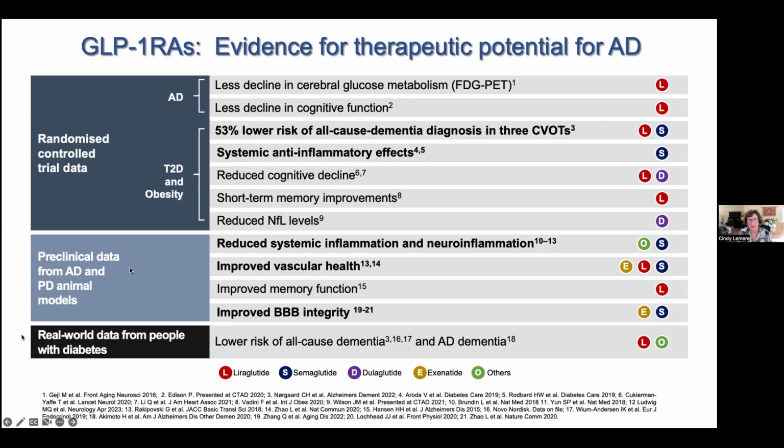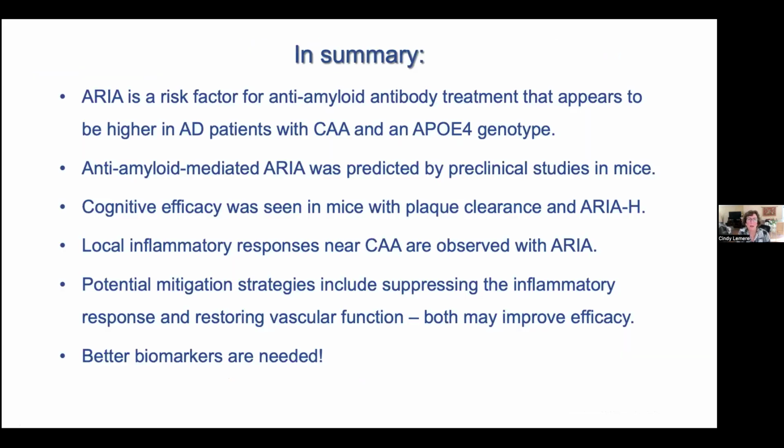In preclinical data or non-clinical data in both Alzheimer's and Parkinson's disease animal models, there's reduced systemic inflammation and inflammation within the brain, and improved vascular health, improved memory function, and improved blood-brain barrier integrity. And as I mentioned, in people with diabetes on these drugs, there's overall a lower risk of all-cause dementia and Alzheimer's dementia.